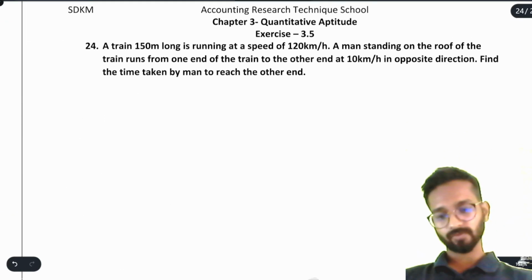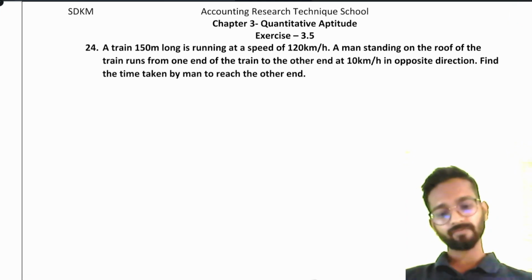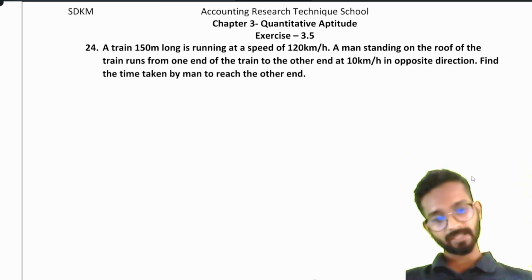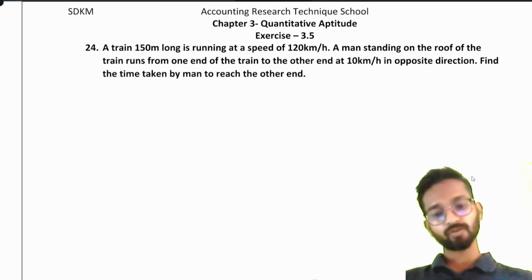Question number 24. See, a train 150 meter long is running at a speed of 120 km per hour. A man standing on the roof of the train runs from one end of the train to the other end at 10 km per hour in opposite direction. Find the time taken by the man to reach the other end.